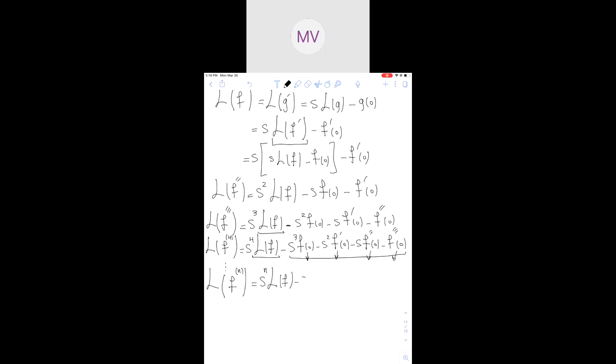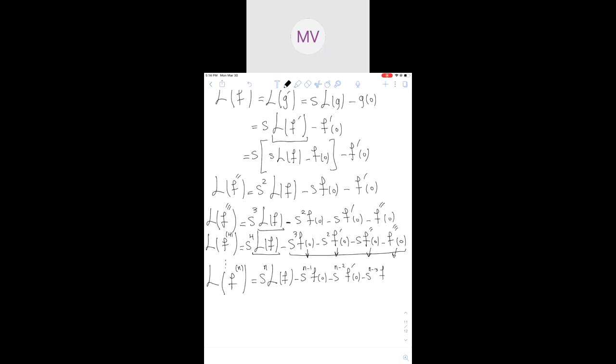So then it's going to be decrease 1 from the power, so it's going to be s to the n minus 1, and the first one is f of 0, minus s to the n minus 2, f prime at 0, minus s to the n minus 3, and then f double prime at 0, minus, do this until you get the last one. It's going to be s, and then f n minus 2 derivative at 0, and the last one is basically the n minus 1th derivative of f at 0. Okay?